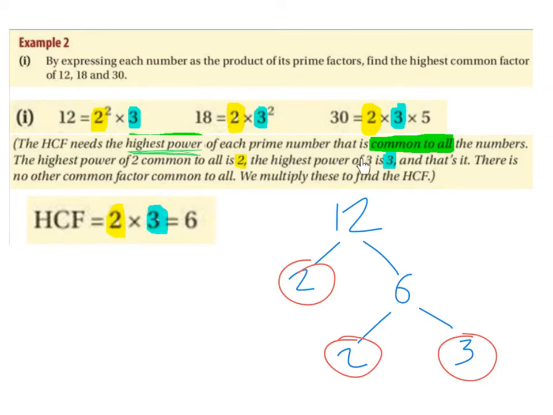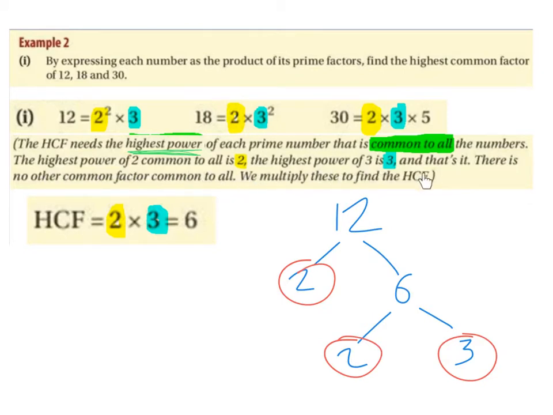The highest power of 3 is 3. So we have a 3 squared, and a 3. So although we have a 3 squared here, these are not 3 squared. So the highest power common to all is simply 3 on its own. So that's why we have 3 here. And we do have a 5 here, but we don't have a 5 in either of these, so we ignore the 5. So there is no other common factor common to all.